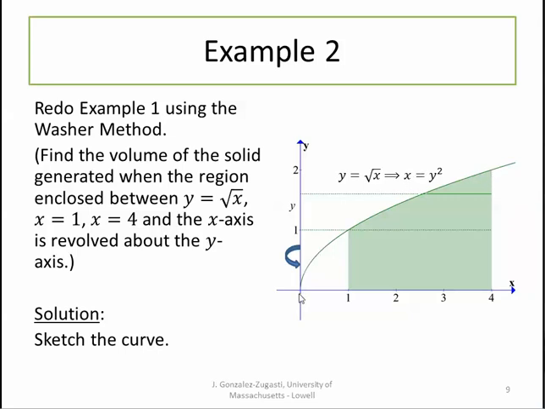But between the regions where y is between 0 and 1, my bottom function is x equals 1. When y is between 1 and 2, my bottom function is this function, which is x equals y squared. So when I go to find the volume, I need to set up two separate integrals.